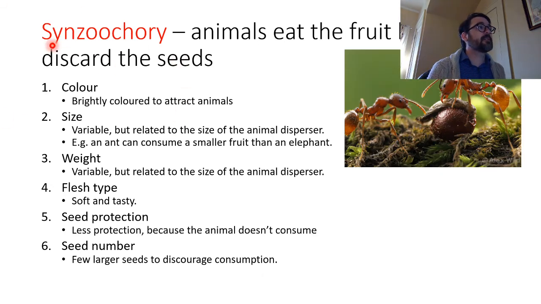So that takes us to synzoochory, where animals eat the fruit, but they discard the seeds, right? So again, you want to attract animals. The size and the weight are going to give you clues about who the animal is that disperses them. You need some kind of soft, nutritious flesh. Seed production doesn't have to be as much, although it also may depend on the animal. But it's because the animal doesn't consume the seed, it's going to eat the fruit and then toss the seed away, like I do with an avocado.